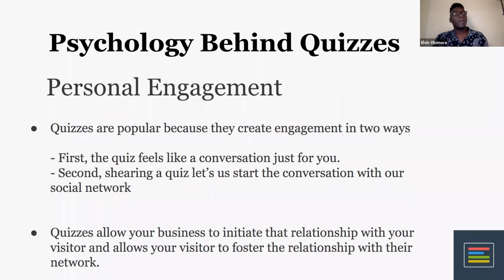The third psychology is personal engagement. When you share something with others, it's about building relationships, and this is why quizzes are popular, because they create engagement in 2 ways. One, the quiz feels like a conversation for the quiz taker. As you're going through the questions, it feels like you're having a conversation. And secondly, when you share your quiz result, it lets you start a conversation with your social network. Businesses can use it to initiate a relationship with their visitors, and it allows visitors to foster that relationship with their own network.